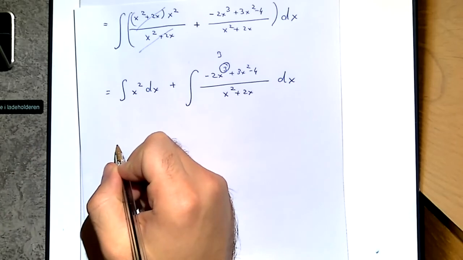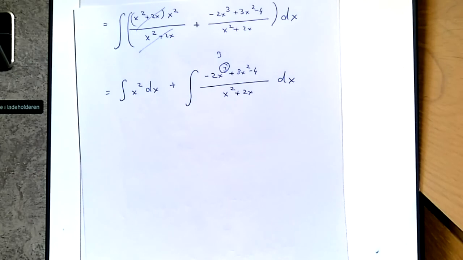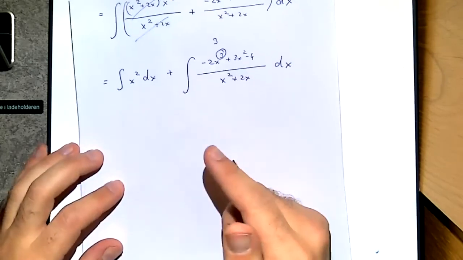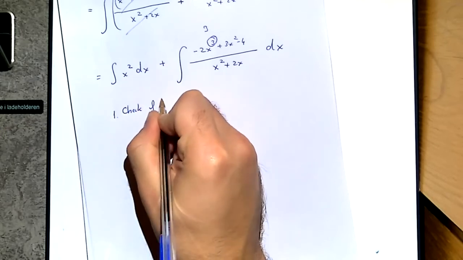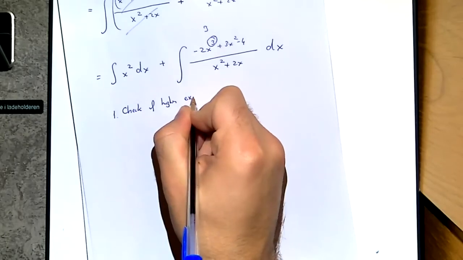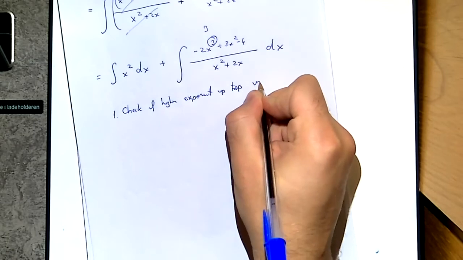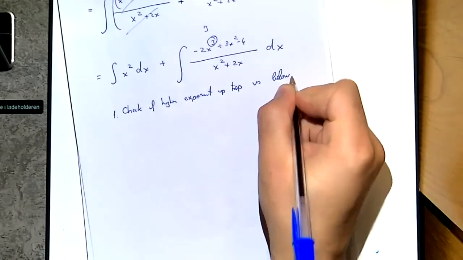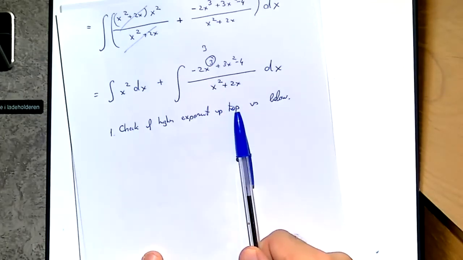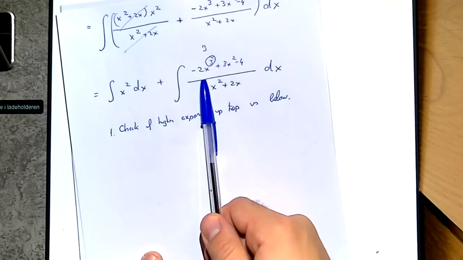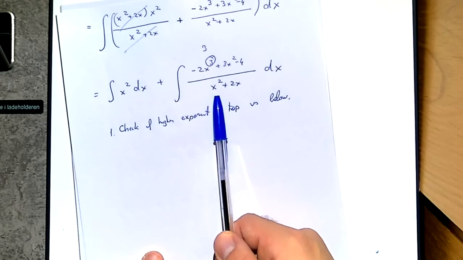Okay, I don't think there's any rule in any book or anything about how to do this polynomial division. So I'm just going to do one right now. First of all, check if higher exponent up top versus below. Okay, so what do I mean by this? If you have a fraction, check if the power up top is bigger than the power below. Okay, in my case, I have a 3 up top and a 2 down below. So I can technically do something to this.